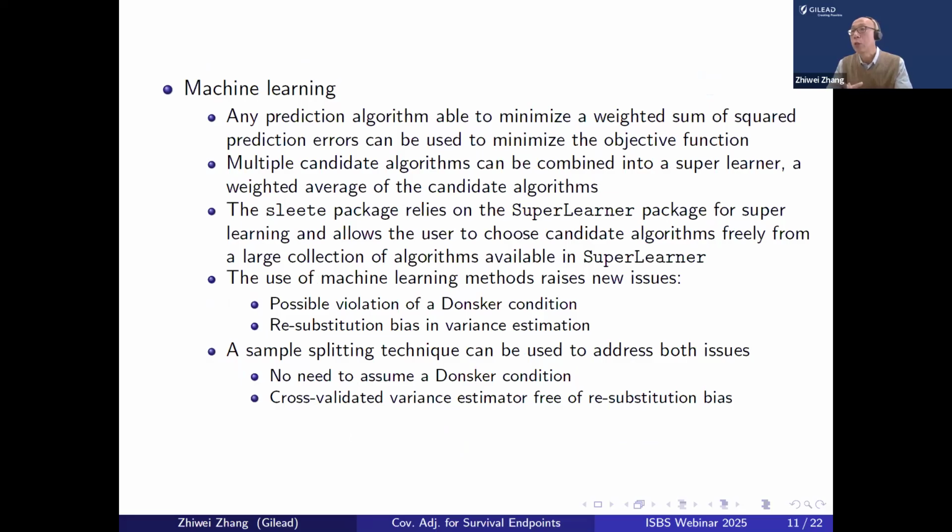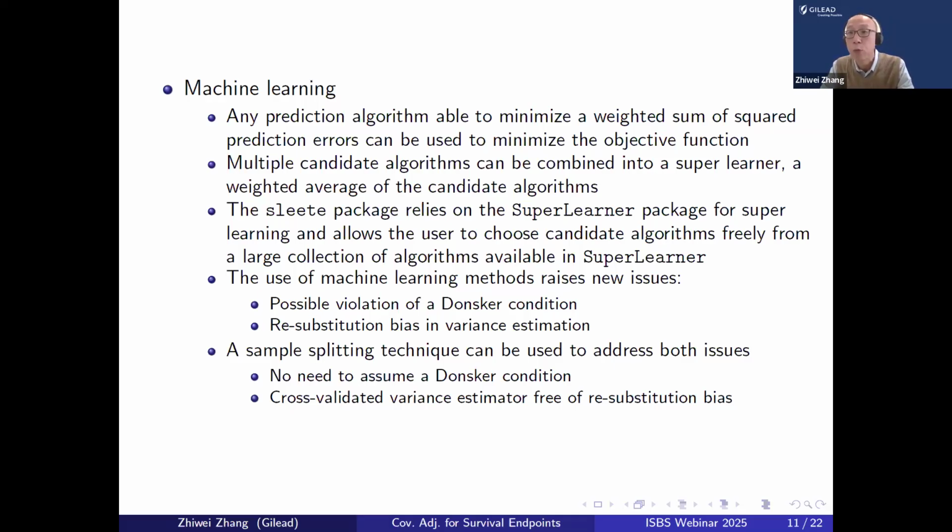Now let's consider the use of machine learning methods to minimize that objective function. This is quite feasible. In fact, any prediction algorithm that can minimize a weighted sum of squares can be used to minimize that objective function. There are many such algorithms available. For example, regression tree, random forest, support vector machine, or neural network. So, we have a lot of choices, and some algorithms may perform better than others for a given application. So it might seem difficult to choose upfront which algorithm we are going to use.